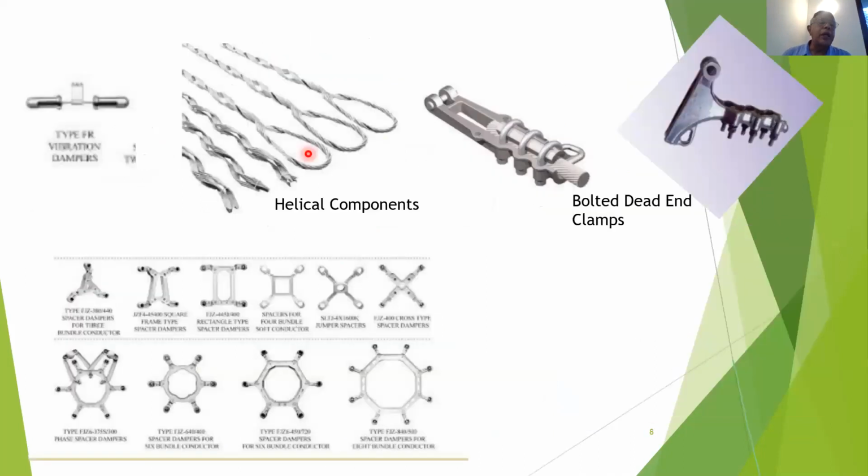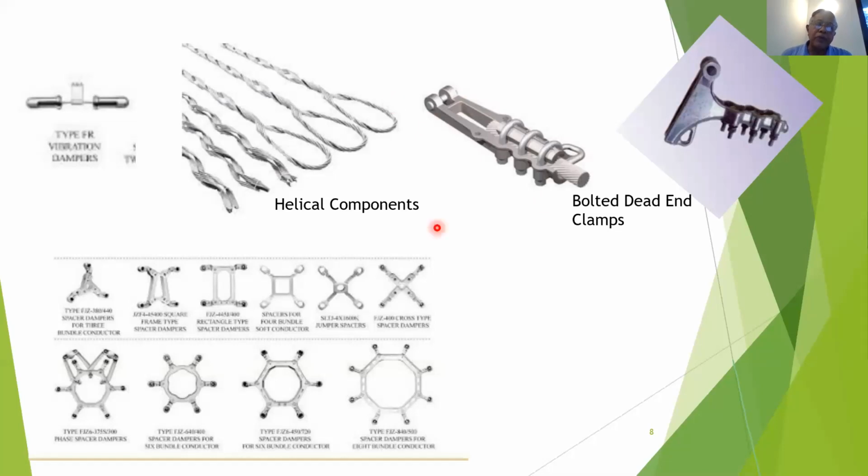So again, this one is a vibration damper connected on conductors. These are called helical components. All these can be used as dead end clamps at the tension points. Now, this one is very popular with OPGW. OPGW cannot be cut and bolted everywhere, so that you can have jumpers and whatever.